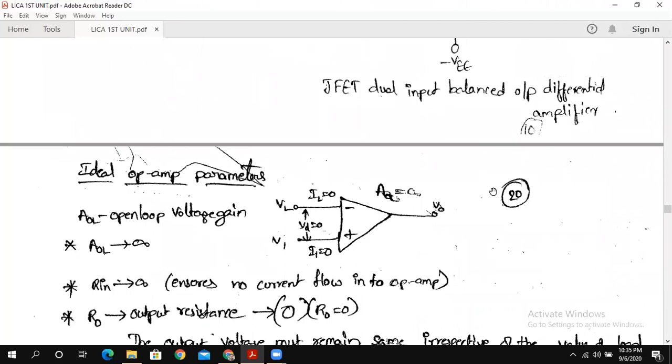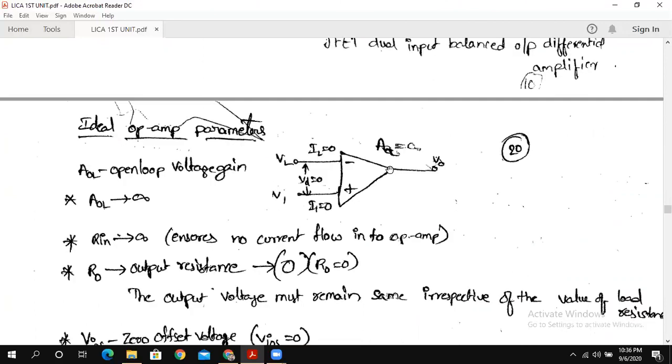Next, we are going to consider the ideal op-amp parameters. Up to now, we have discussed the internal structure of the op-amp, that is, the first stage, second stage, third stage, and the fourth stage. The first two stages are differential amplifiers, the third stage is a level shifter stage, and the fourth stage is a push-pull amplifier stage.